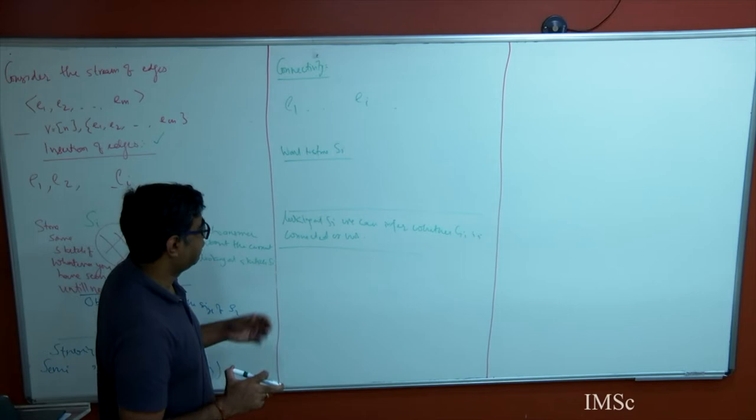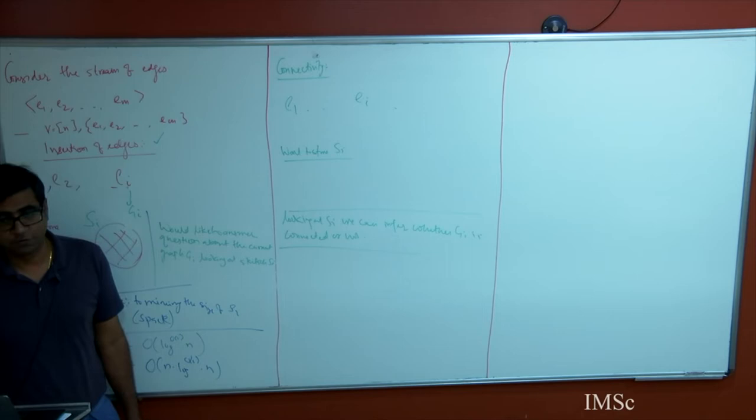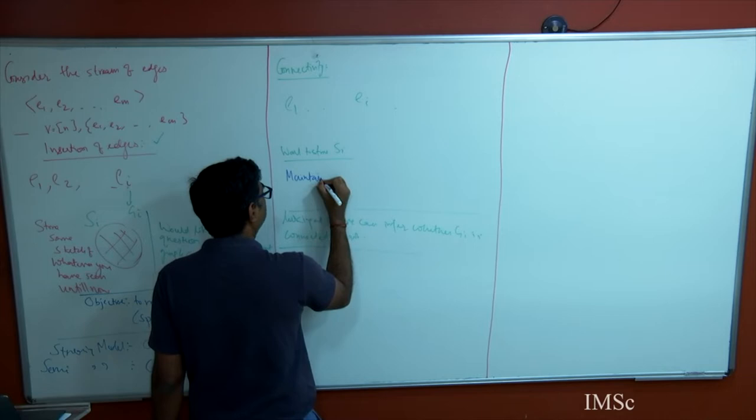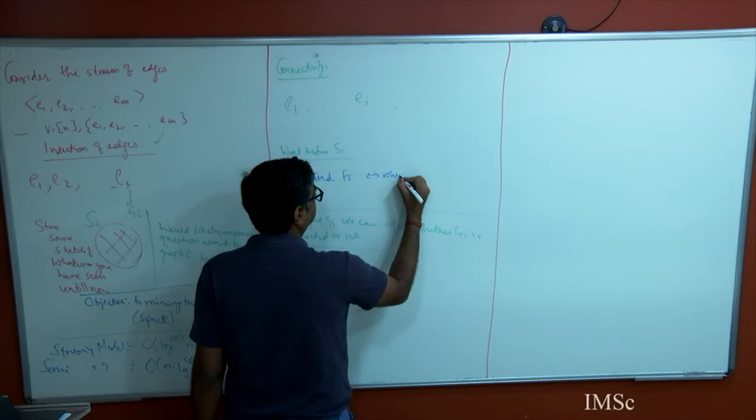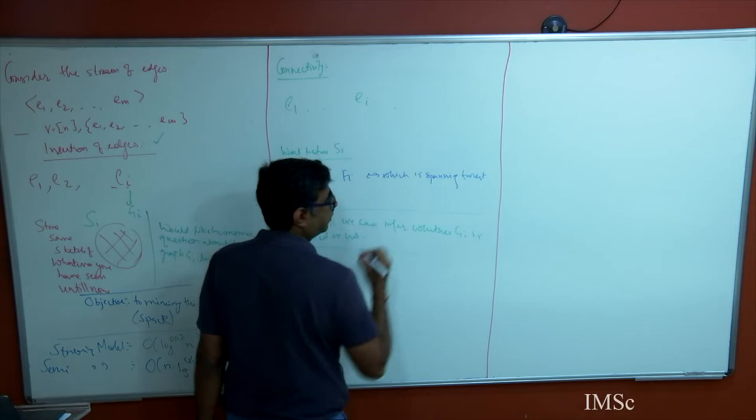Now, what did we do to do this? If you recall correctly, we maintained F_i, which was nothing but a spanning forest. So what operation did we do at any point of time?